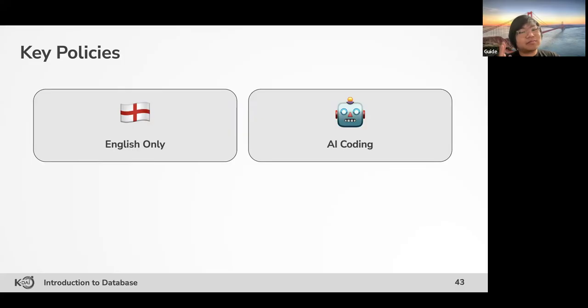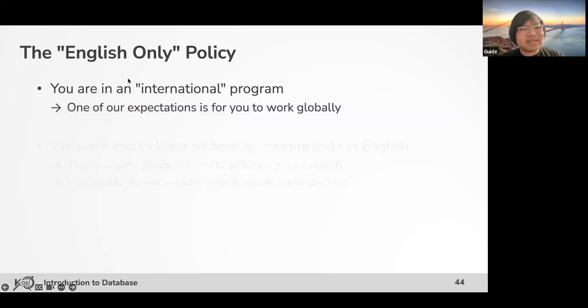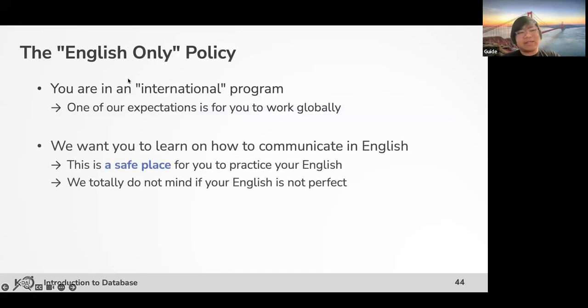But what I want to say is, treat this as an opportunity. This will be a safe place for you to practice your English because all of us are non-native English speakers.